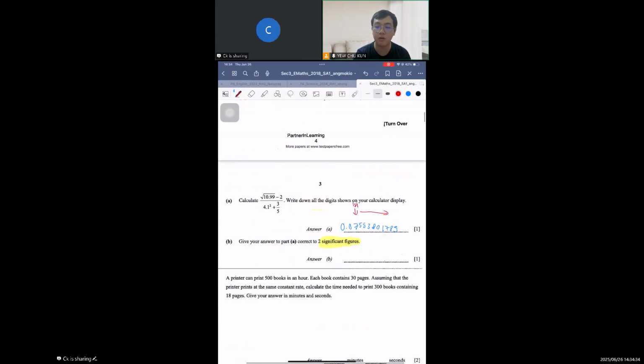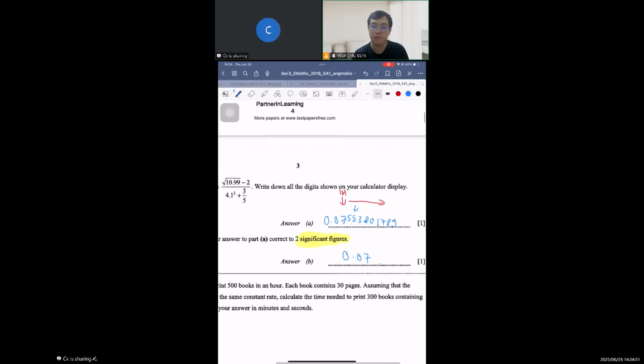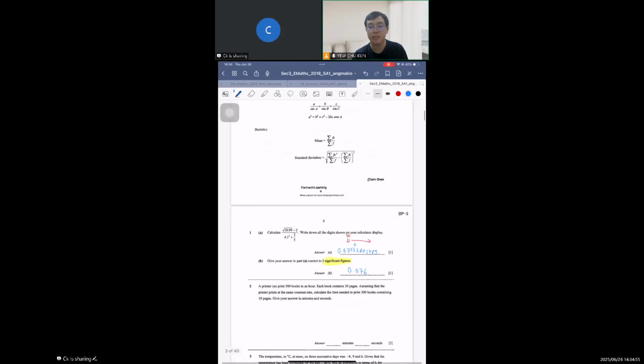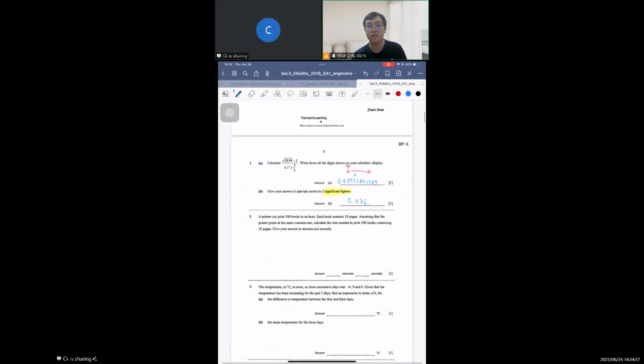So when we say compute to two significant figures, now it is 0.077, and then the third significant figure is 5. So it's 5, we round up, right? So that's 0.076. And then here the first one is done.